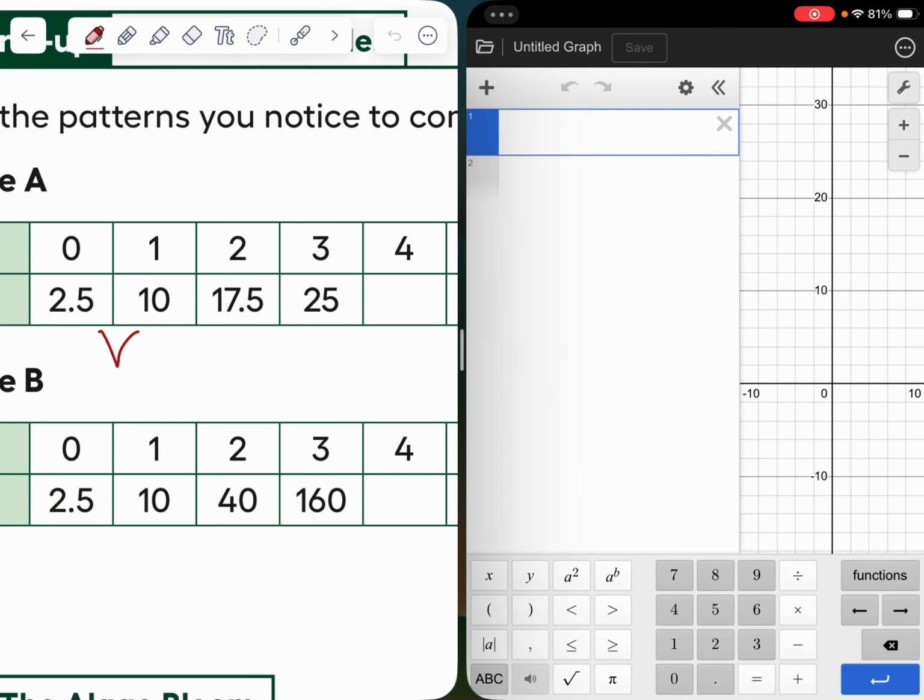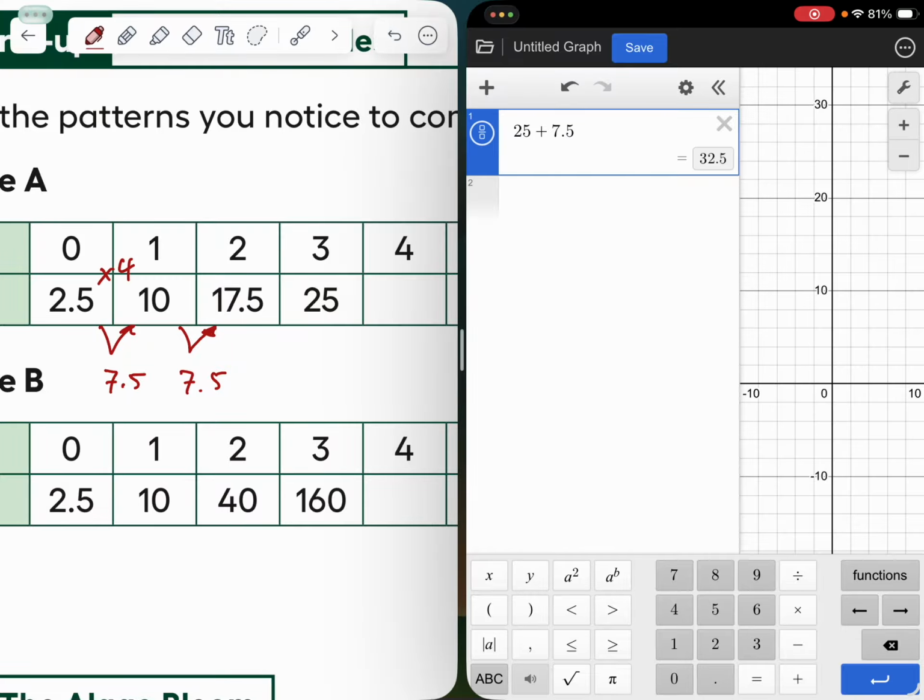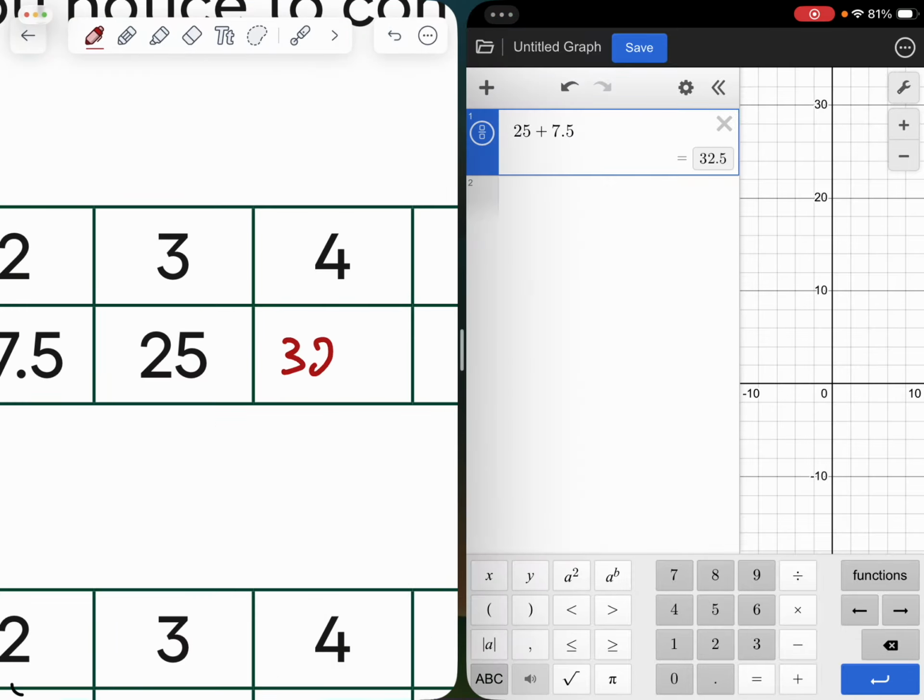I think you can see from this one that it is going up 7.5 if you were to add it, or it's times 4 if you were to multiply it, right? But 10 times 4 does not give you 17.5, so that kind of gives it away. It's going up 7.5 every time. Now that handwriting is obviously not very good, I apologize, but you guys get the point. So you're adding 7.5, adding 7.5, so 25 plus 7.5 is 32.5, so we put that there.